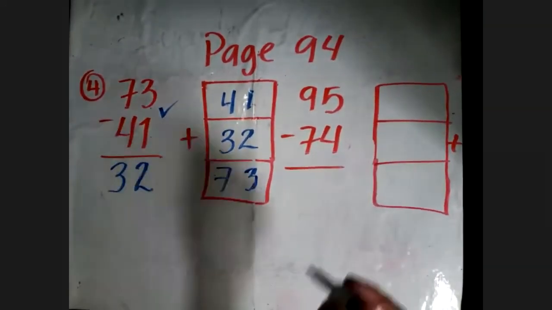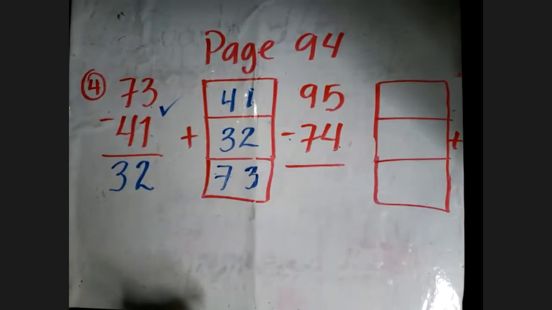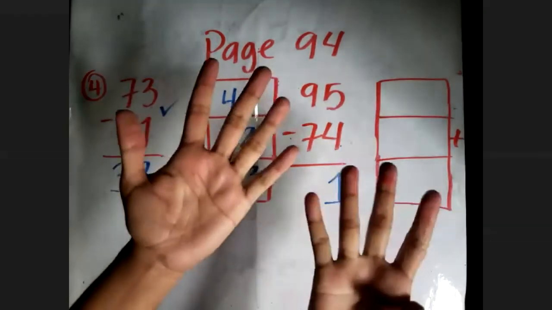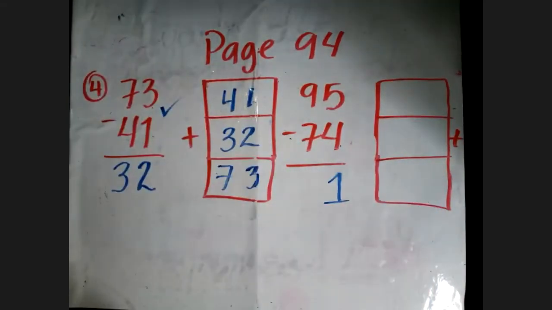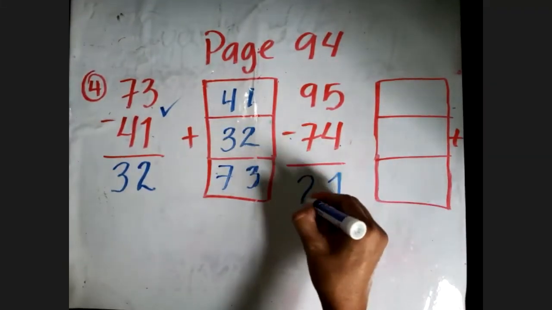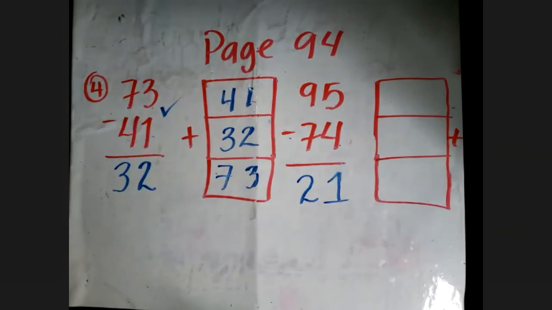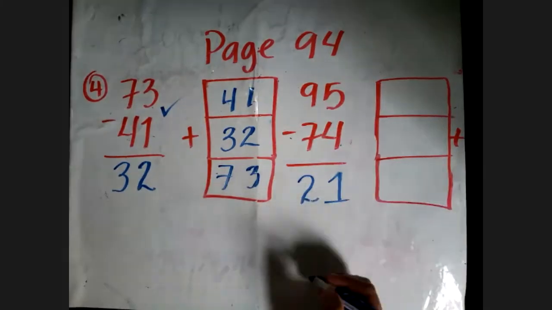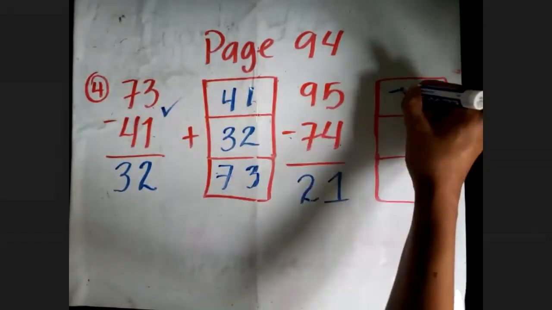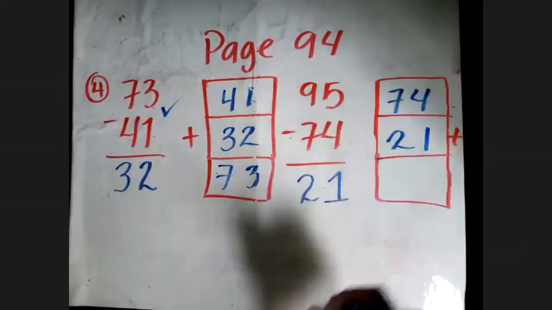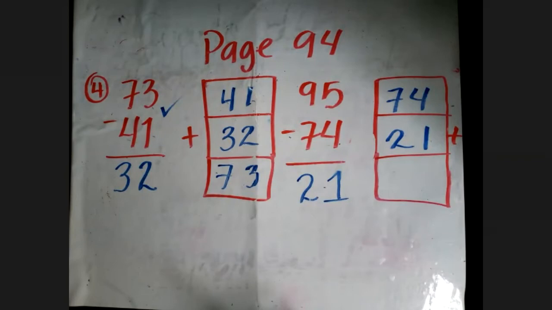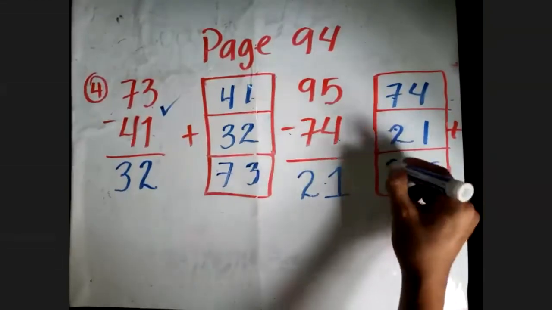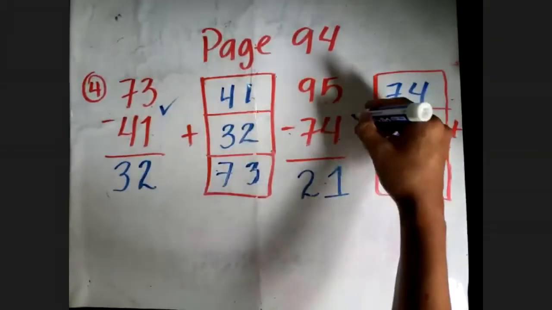Okay, let me see. 5 minus 4, 1. Okay, the next one. 9 minus 7, 2. Very good. What is the answer? 95 minus 74 is 21. Now we're going to check it. ¿Qué número voy a escribir acá para check it? 74, 21. 4 plus 1, 5. 7 plus 2, 9. 95. Was it correct? Yes, it was correct.